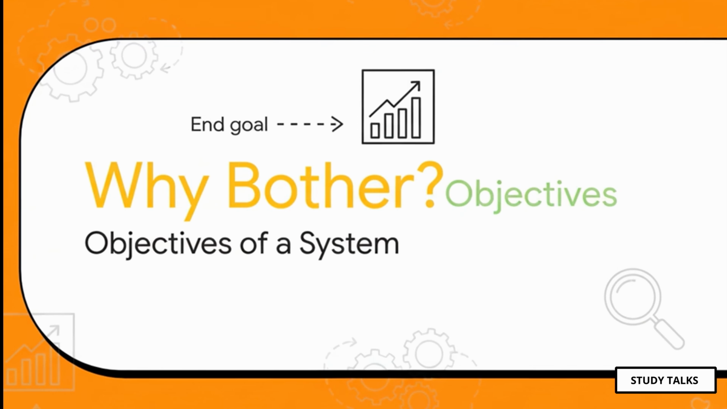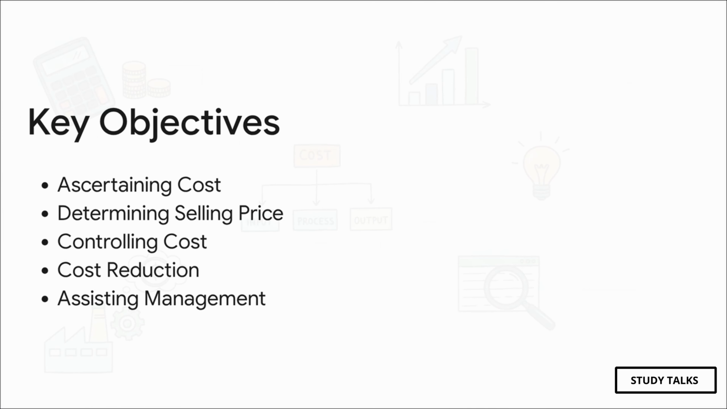Okay, so we've got the definitions down, but you might be thinking, why would a small business like our t-shirt startup go through all this trouble? What's the real point? Let's talk about the objectives. Let's run through these for our startup. First, ascertaining cost. They desperately need to know how much it costs to make one t-shirt. Why? For the second point, determining selling price.